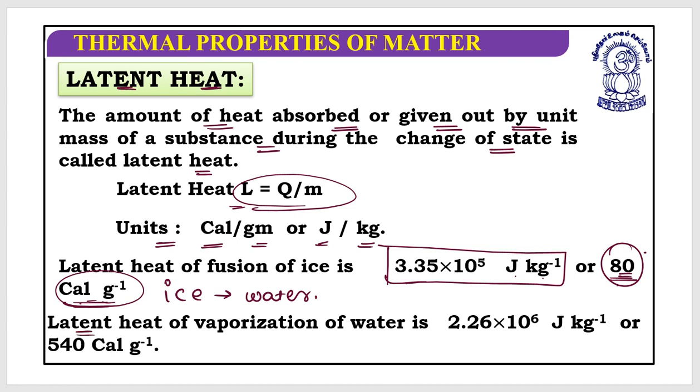Great. Now, latent heat of vaporization of water is 540 calorie per gram, or in joule per kg, 2.26 into 10 to the power 6. When I say vaporization of water, that means converting water to steam, or steam to water. I hope this is clear.